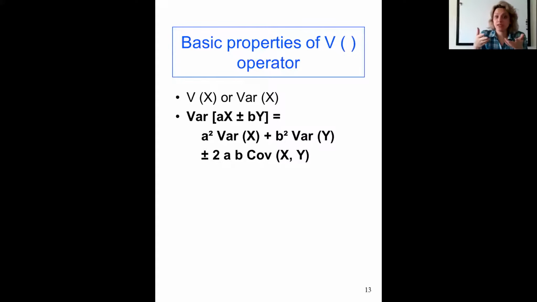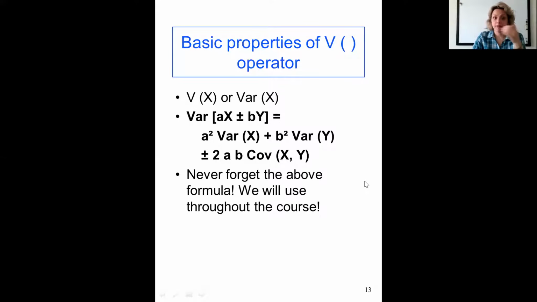If we have a situation where this covariance is 0, then the variance of AX plus or minus BY is simply A squared variance of X plus B squared variance of Y. This formula is very important, and we use it a lot in our course, whenever we are working with the design of experiments, factorial designs, and different types of variance.